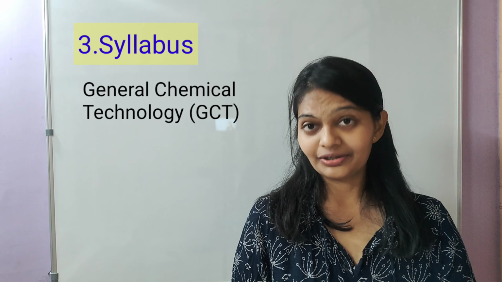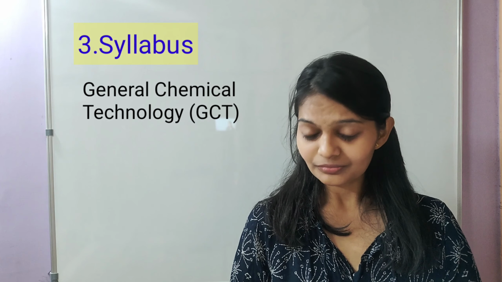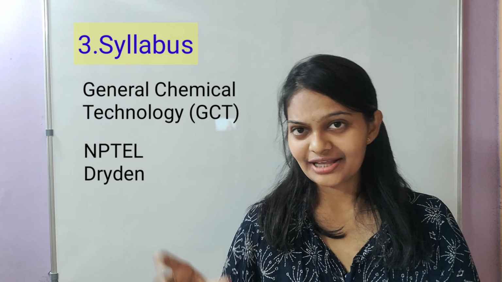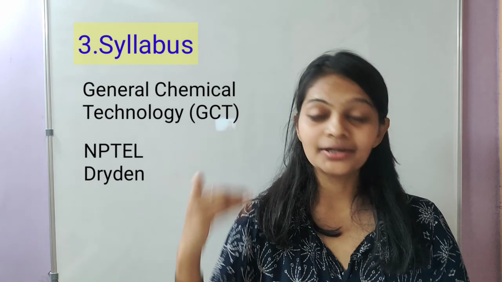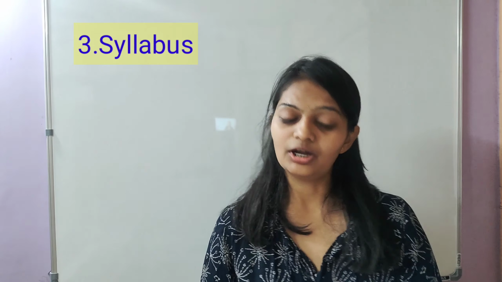When you talk about general chemical technology, most of the syllabus you have to complete from NPTEL or Dryden. For example, sulfuric acid is there, then production of ammonia is there. Take that particular topic, ammonia, and read the process of ammonia from NPTEL. So you save a lot of time.